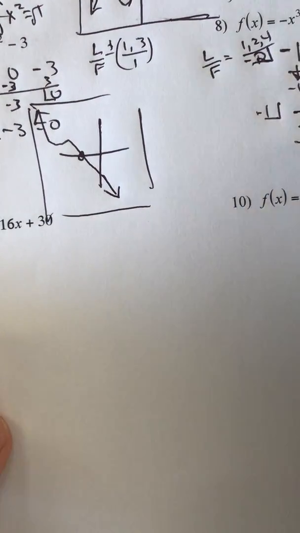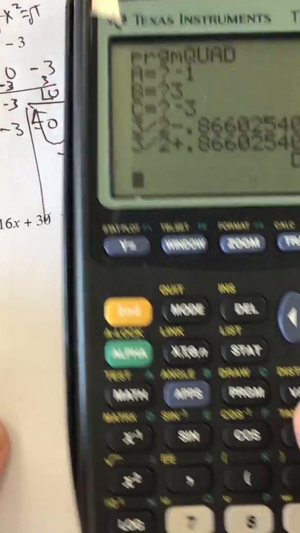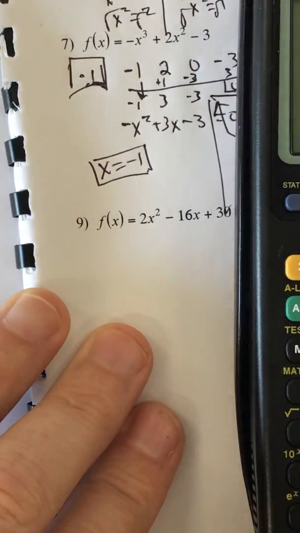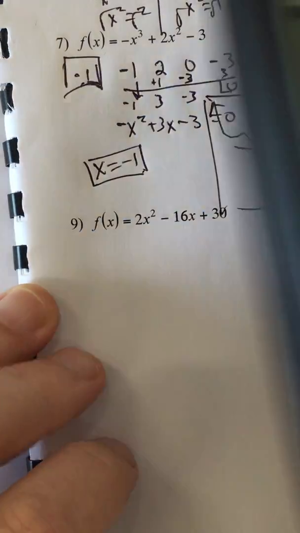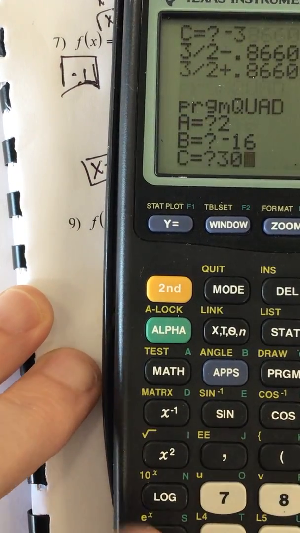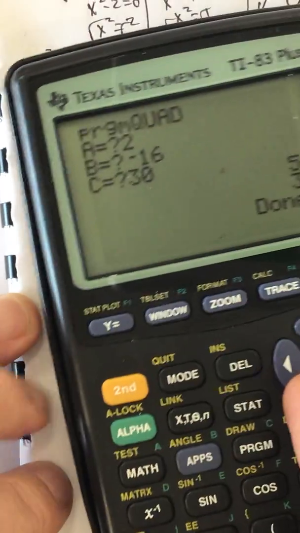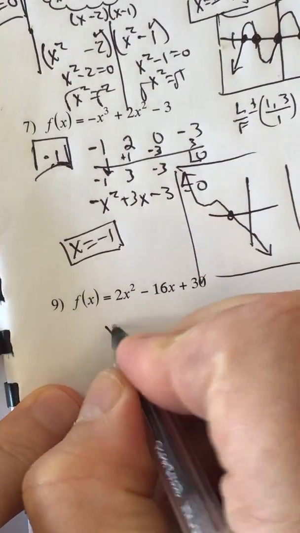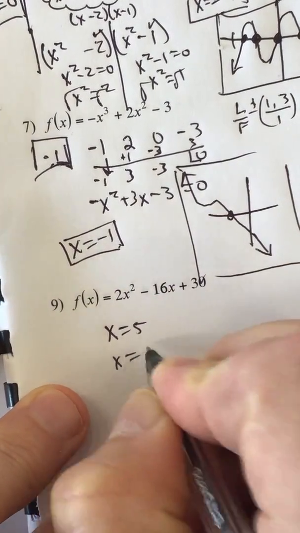Okay, number 9, I don't even know why number 9's on there. It's just right in the quadratic formula. I would go right to that. 2, -16, and 30. 5 and 3. Okay, so x equals 5 and x equals 3.